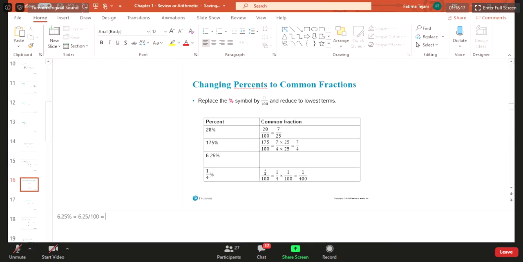It's a little difficult, isn't it? So you can do it as 6. Now there are two values after the decimal, so you can add 2 more zeros. So 625, you just take the decimal out, over 10,000. And now reduce it to the lowest value, everyone.